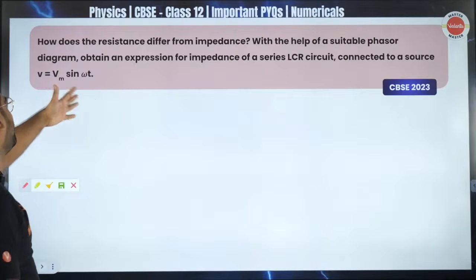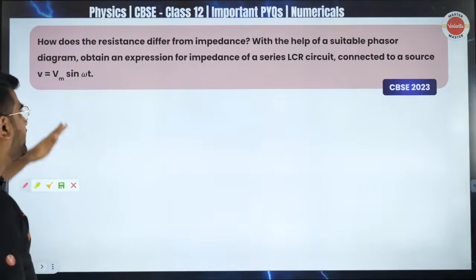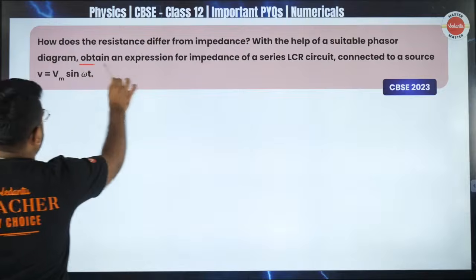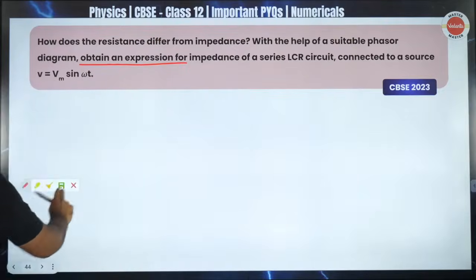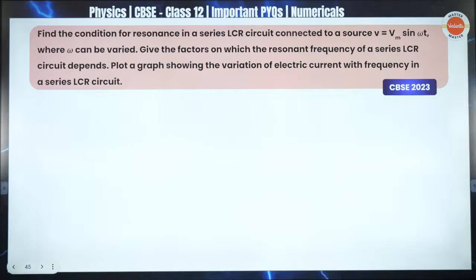Impedance, I have derived it. This is easy. You know how to derive it. It's a very important question. Study this, there is a good chance it will be asked. I taught it yesterday, go and check. Okay?